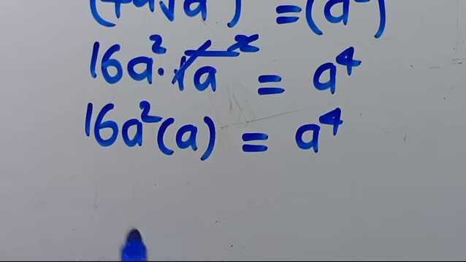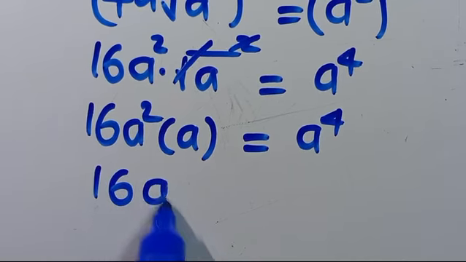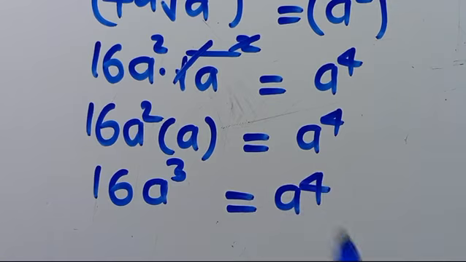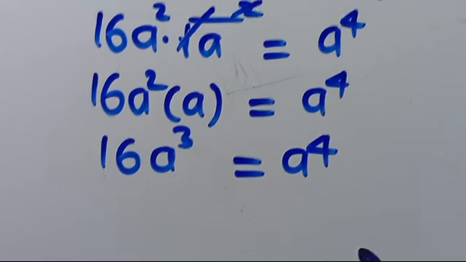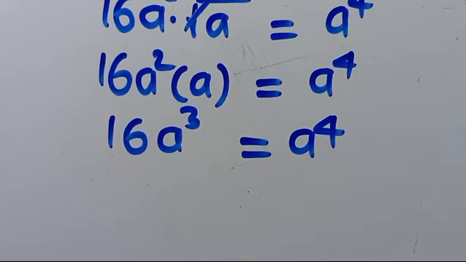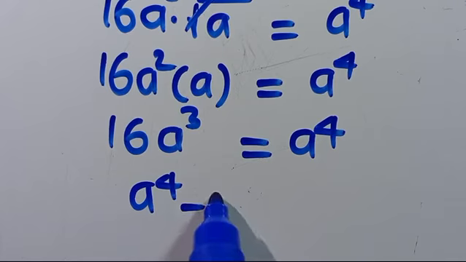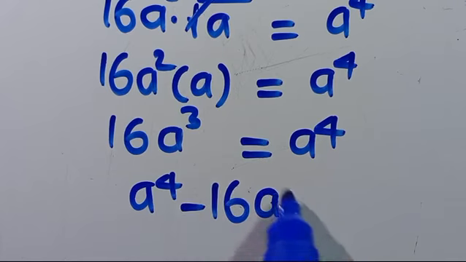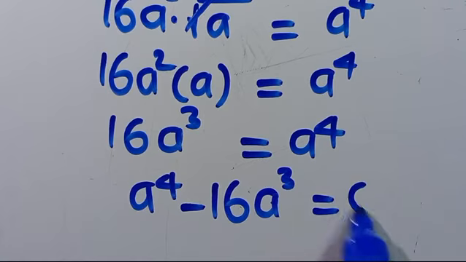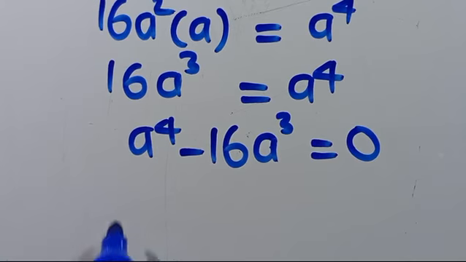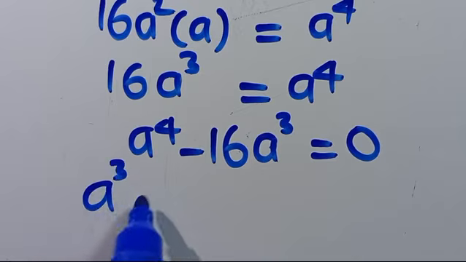Now from here we have 16a to the power of 3 equals a to the power of 4. Now by arranging this expression, we are going to have a to the power of 4 minus 16a to the power of 3 equals 0. Now what is common between them is a to the power of 3. Let's factor it out.